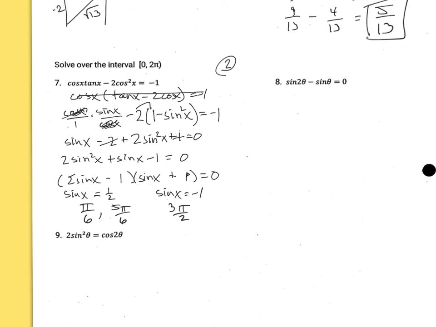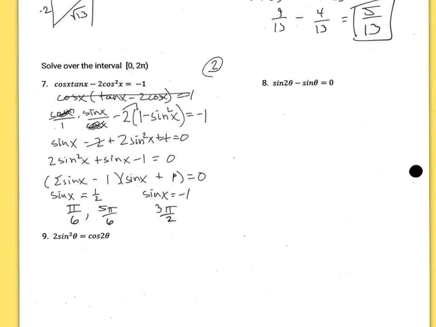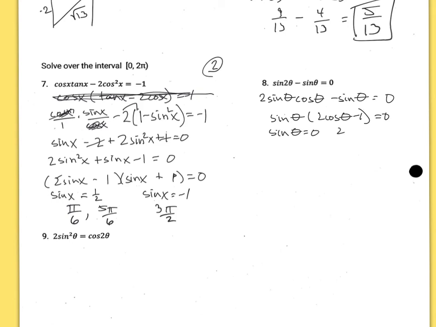Number 8, we actually just did this one in class as well, this exact problem. Sine of 2 theta, only one choice. 2 sine theta, cosine theta. This has a greatest common factor, which is what I tried to do here. It just didn't work out so good. That's all right. So take out the sine, and we're left with 2 cosine minus 1. So we get that the sine of theta is equal to 0. 2 cosine theta minus 1 is equal to 0.